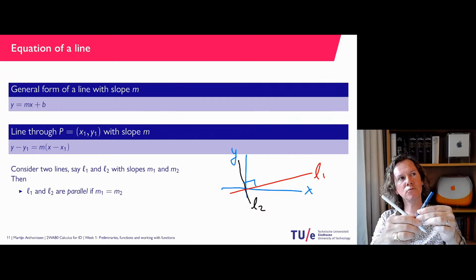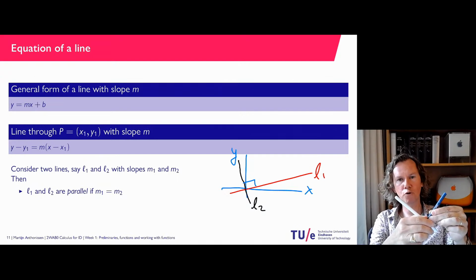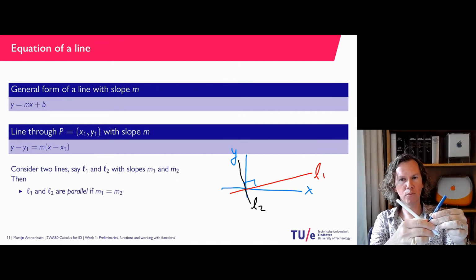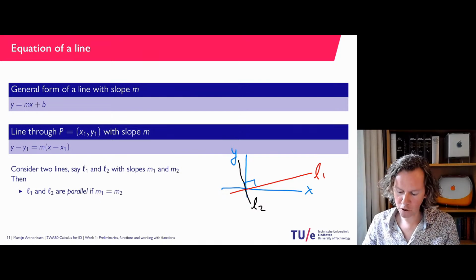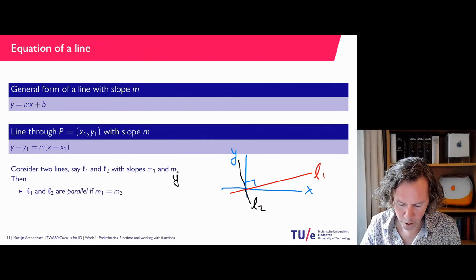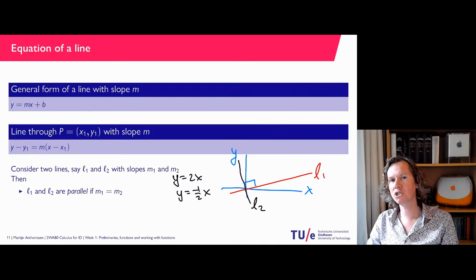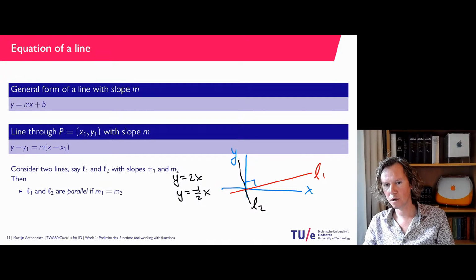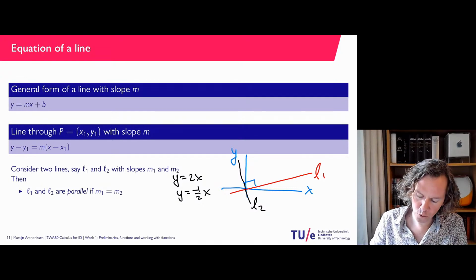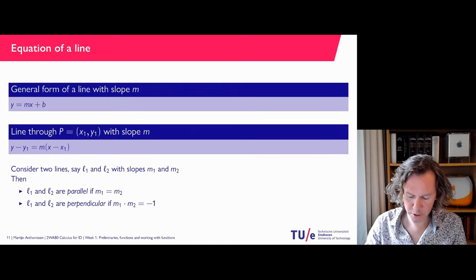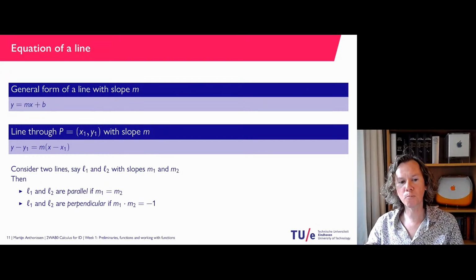Then you might be tempted to think that you should put a minus sign in front of the slope. That's not entirely true. Because if you have, for instance, the line y equals 2x, then the line orthogonal to it is y equals minus 1/2 x. So that's an easy example that you can draw and use to remember the rule. Because the rule is this: the lines are perpendicular if you multiply m1 and m2 and get minus 1. Okay.